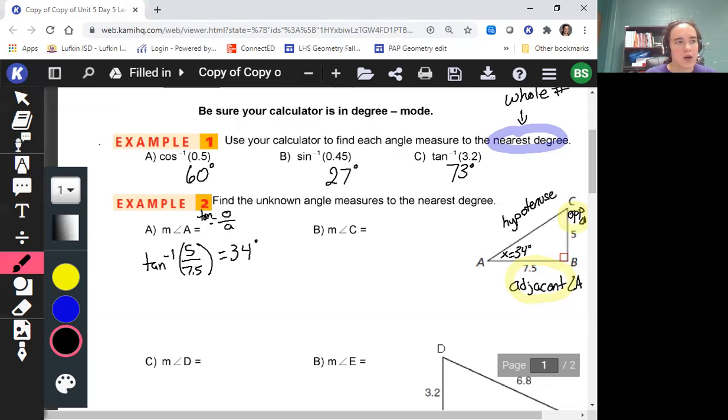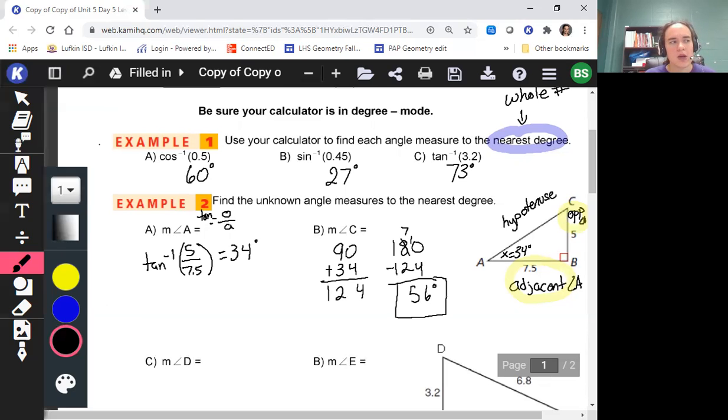Now to find angle C, all we have to do is add our two angles that we know now. So 90 plus 34 gets us 124 degrees, and subtract from 180. And that gets us 56 degrees for the measure of angle C. Now, you'll notice why I said that you need to double check your first one. It's because if your first one is wrong, that means the second one in that triangle is also wrong. So make sure you go back and double check your work.